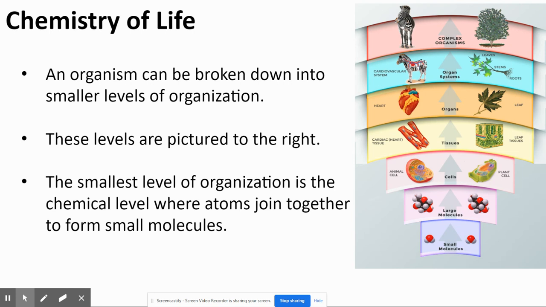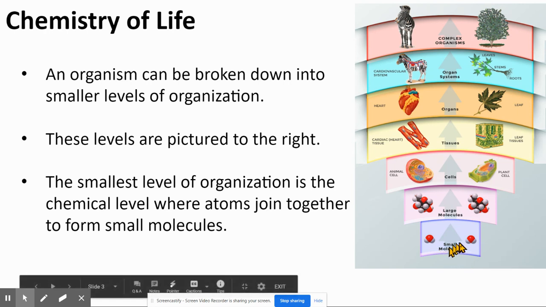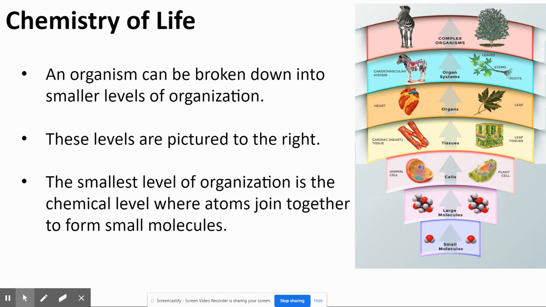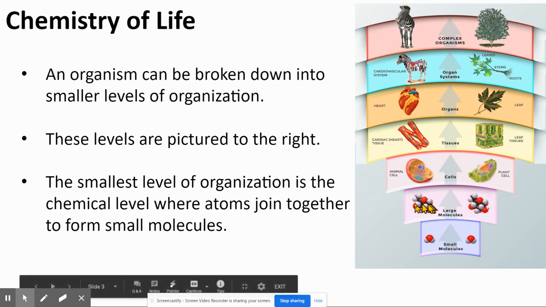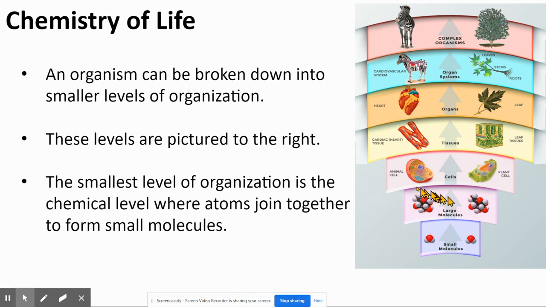All right, so an organism can be broken down into smaller levels of organization. I feel like we did ecology first, which was actually much bigger than this. That went up to the biosphere. So this is actually small, starting with small molecules, like water would be a small molecule, hydrogen gas would be a small molecule, right? And then you have large molecules, and these are going to be the macromolecules we're going to talk about in the third part.